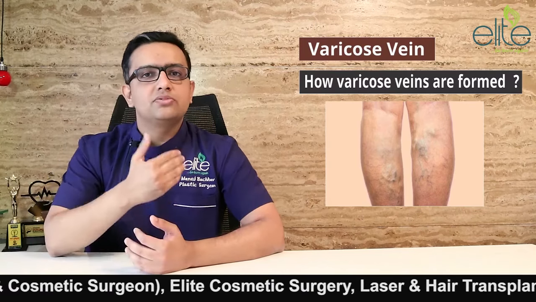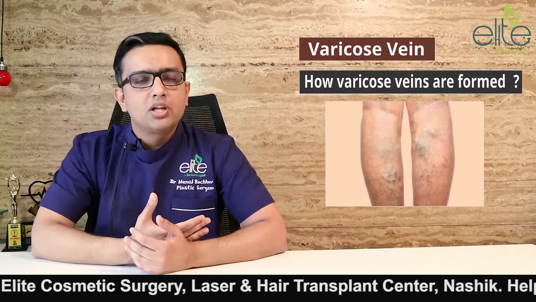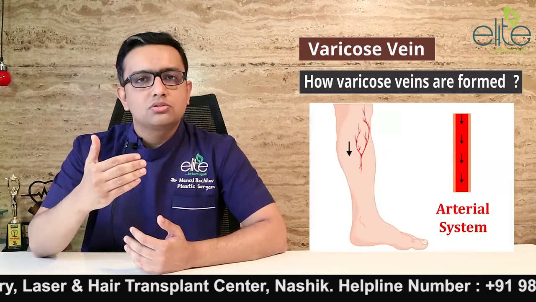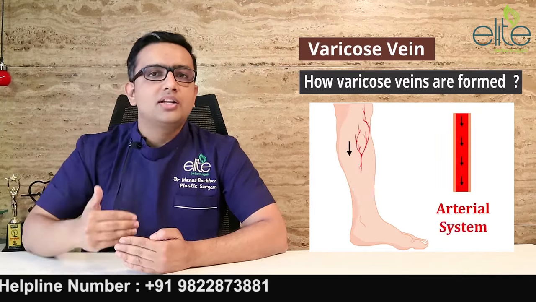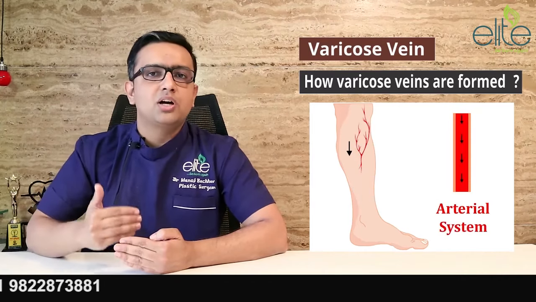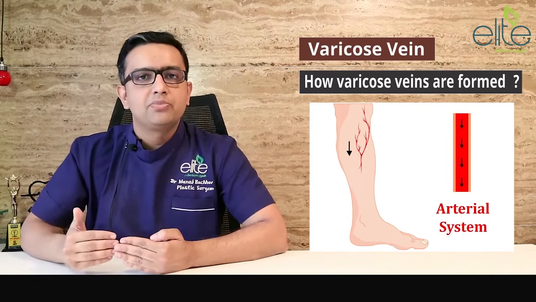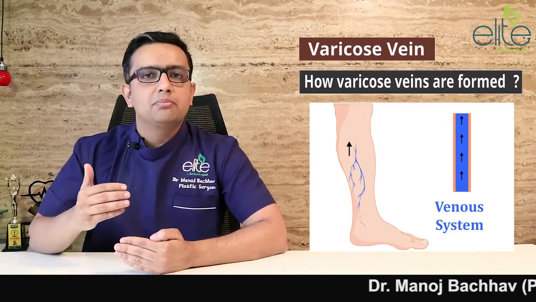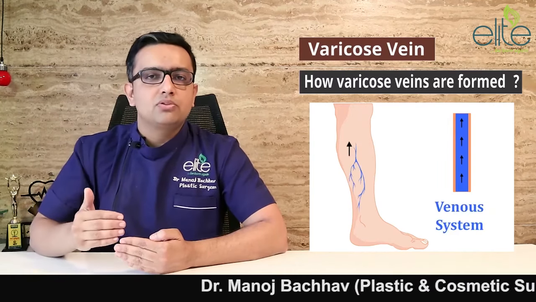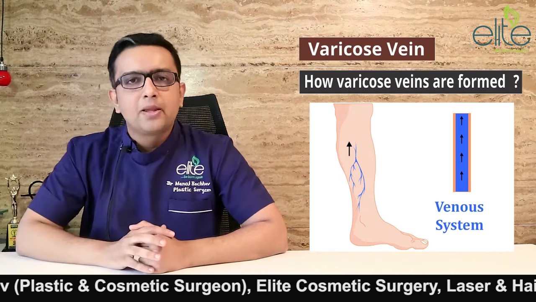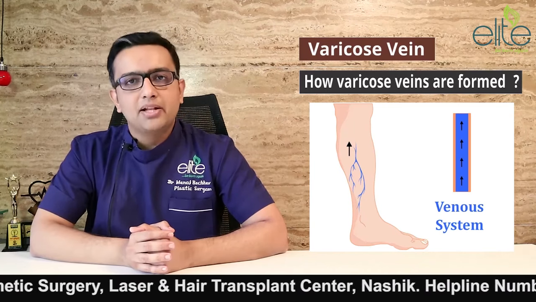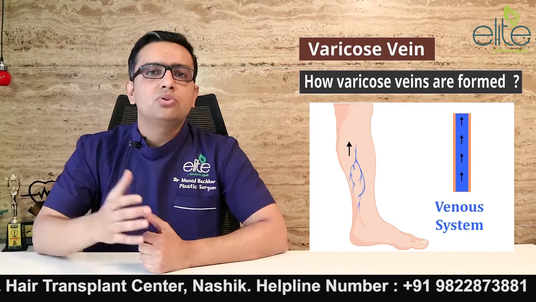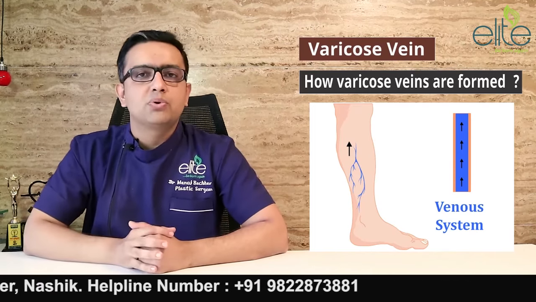If you look at the diagram, in the lower limb there are two systems of blood vessels: the arterial system and the venous system. The arterial system brings pure blood from the heart towards the periphery, that is the lower limb, and the venous system brings impure blood from the legs upwards towards the heart. So veins have to carry the blood upwards against gravity. How does the vein function, and how is the blood carried in the upward direction?